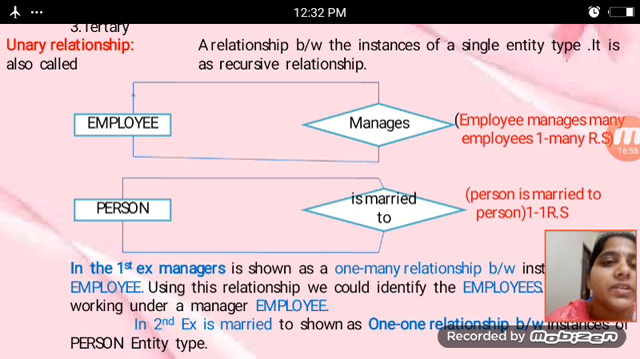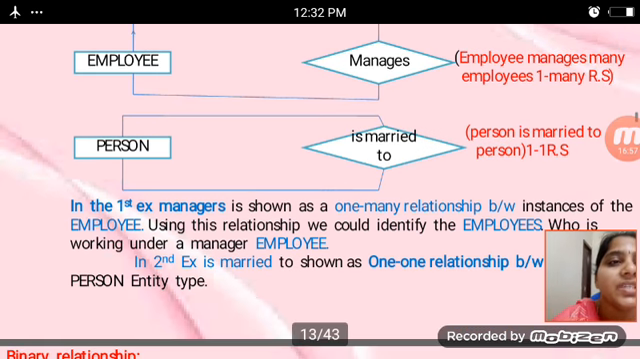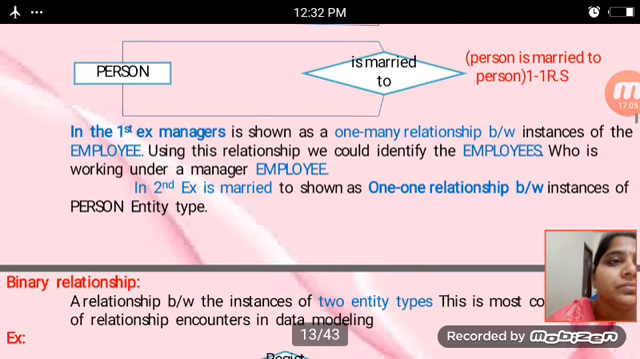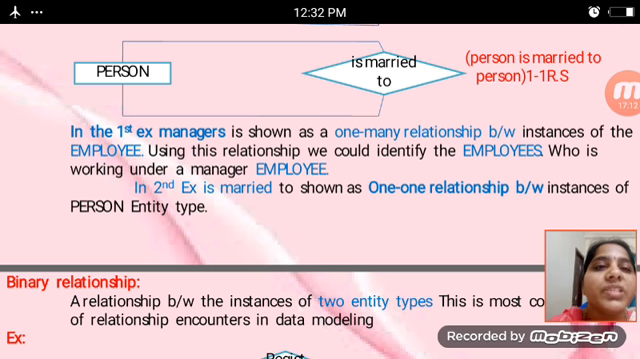In the first example, manages is shown as a one to many relationship between instances of the employee. Using this relationship, we could identify the employees who work under a manager. For example, we take one employee who manages so many employees in his organization.